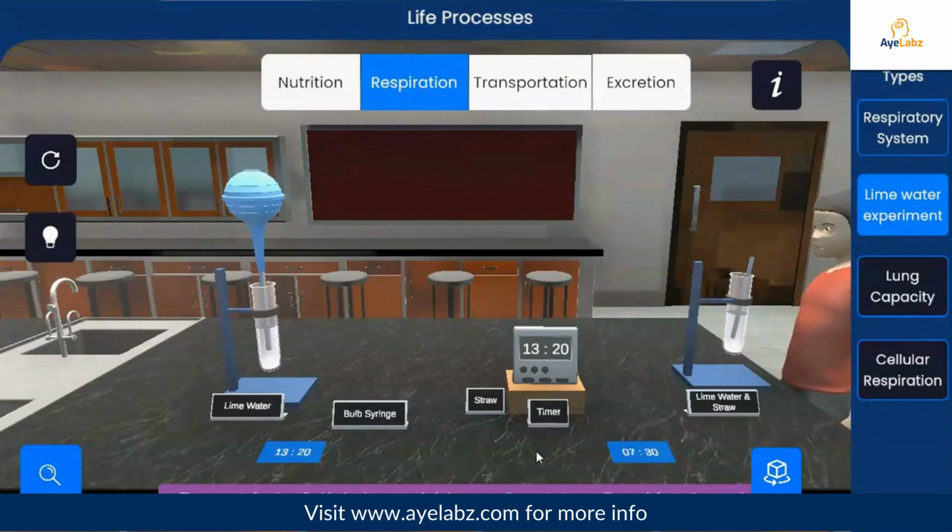With this experiment, we can conclude that humans exhale more carbon dioxide as lime water turns milky much faster, that is in 7 minutes 30 seconds, than passing air through the bulb syringe, which took around 13 minutes and 20 seconds to do so.